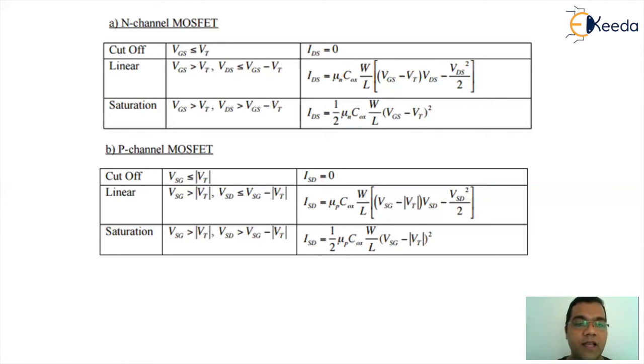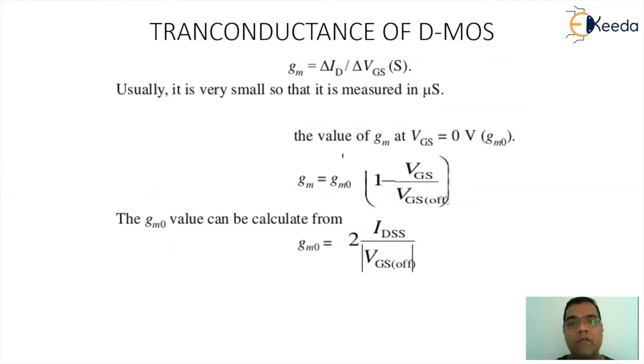When I go to the linear region, the current will be ISD equals mu P Cox W by L, big bracket VSG minus mod of VT, VSD minus VSD square by 2. And when we talk about the saturation region, it will be half mu P Cox W by L times VSG minus VT the whole square. So this is the way the current calculation can happen for N-channel E-MOSFET and P-channel E-MOSFET.